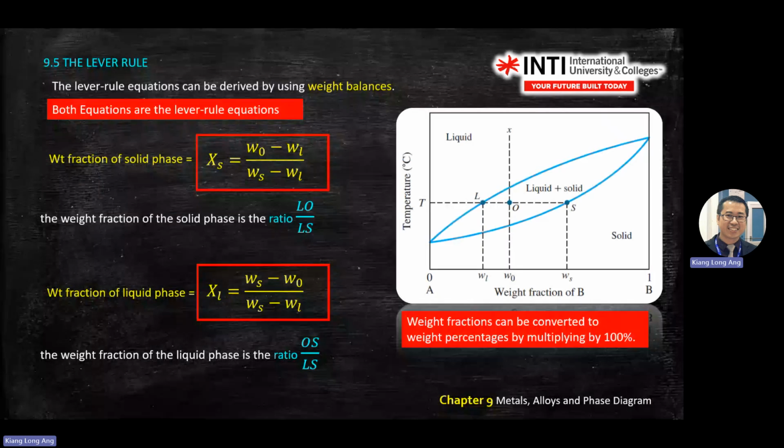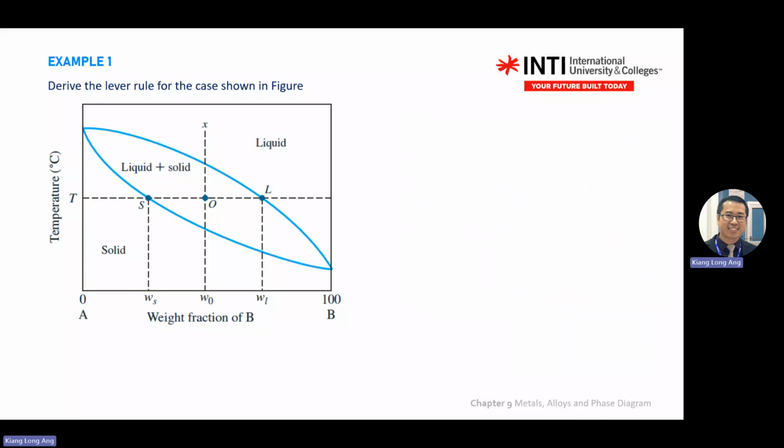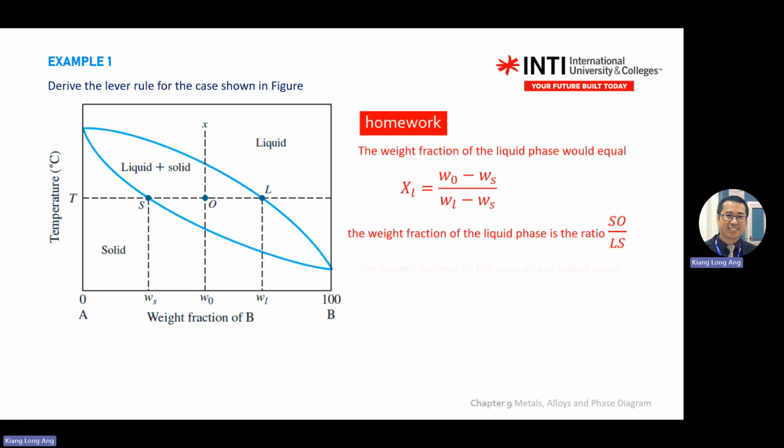But if I flip the graph, it becomes different already. The left hand side is not necessarily all solid. You have to be smart enough to differentiate. So this one, it tells you liquid already. So this far right point is liquid, not solid. This one is solid, so this one is S. So your lever rule flips compared to the previous one. So you do homework, you will get this one.